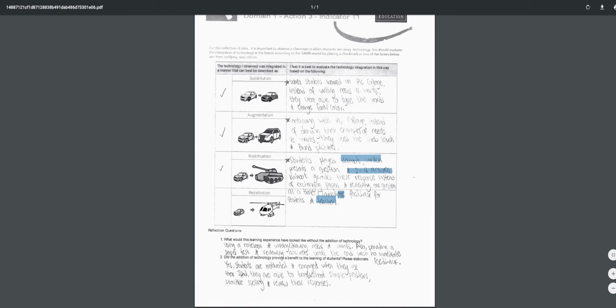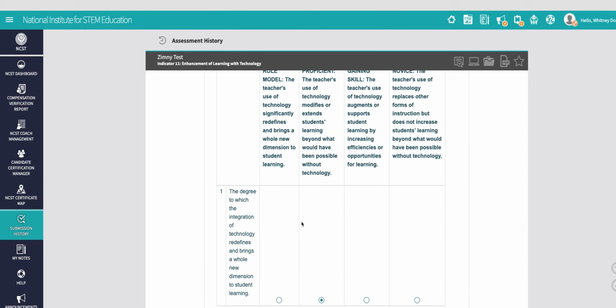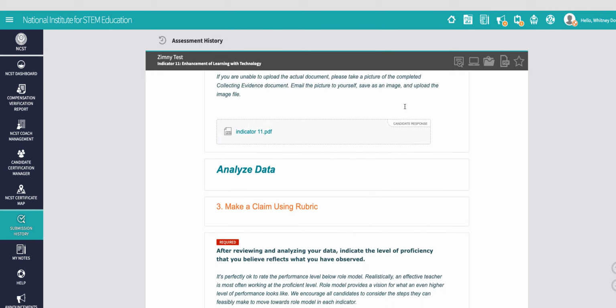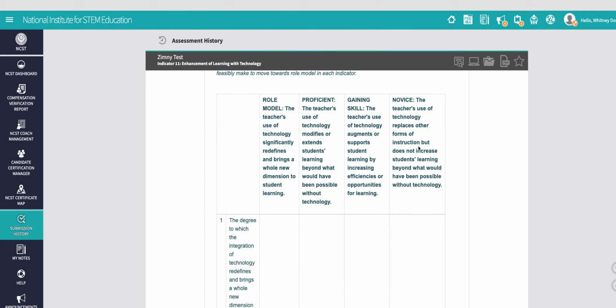Alright, fine. I'm going to go back now. Let's see what she says. The use of technology modifies or extends students' learning beyond what would have been possible without technology. Okay, same idea here. So from novice to role model, at novice there is some technology, but it's just replacing other forms of instruction. It is not really providing any learning benefits outside of what would have been possible with their traditional sort of analog alternative.